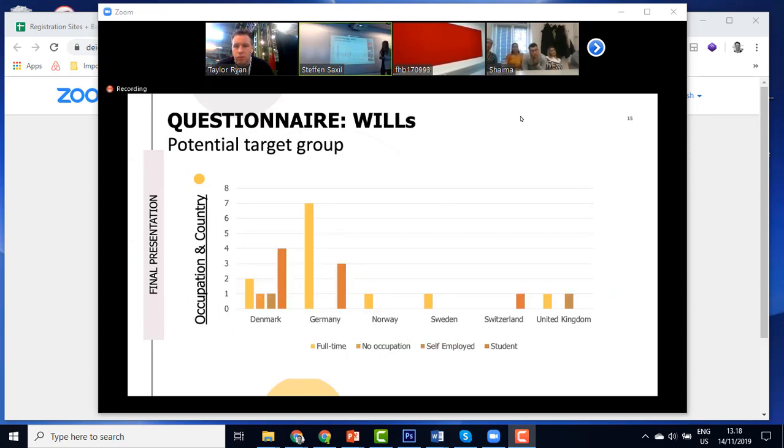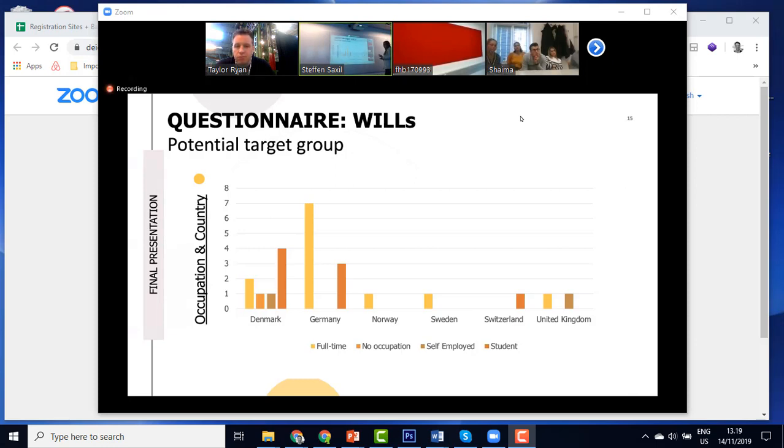We split up the questionnaire into two parts: people who are considering an architect, and people who have already hired an architect. I will present the "will" part. If we look at the potential target group, it's interesting to see that most of the people who responded are from Denmark and Germany, so that could be an interesting market to focus on.